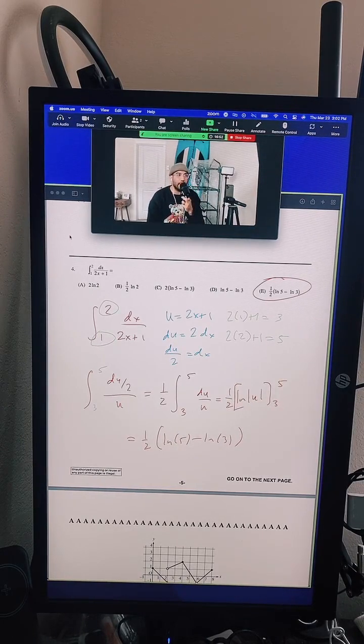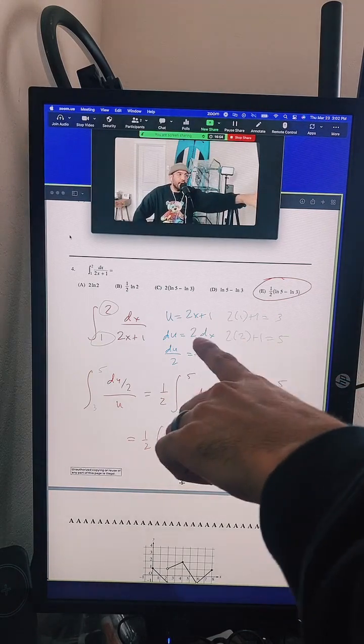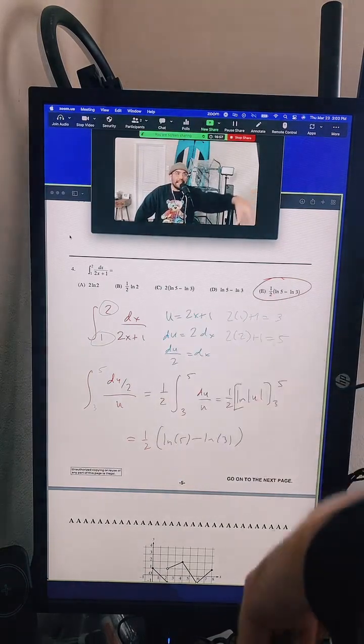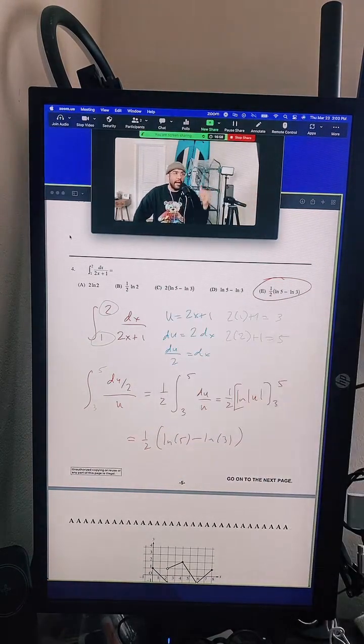Be very careful here. If you look at the answers, they all look very similar, especially C and E. One of them had a 2 in the front. The other one had a 1/2. So we have to make sure that we're solving this correctly. Okay?